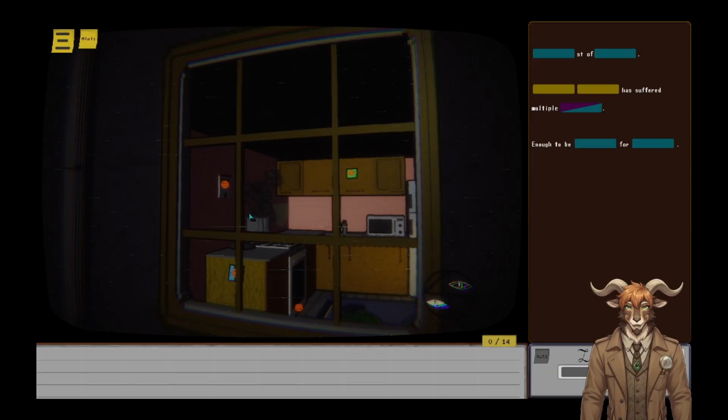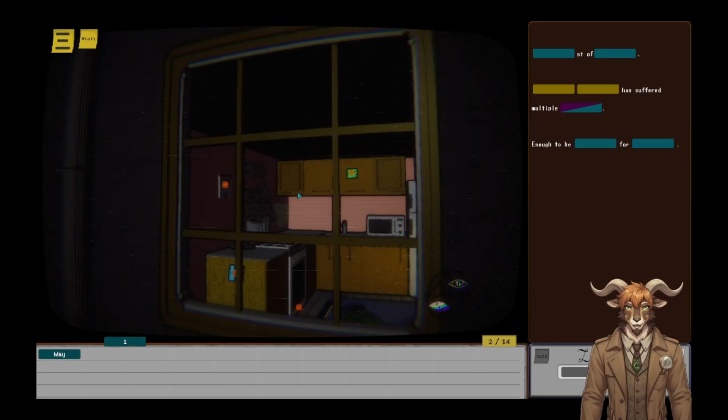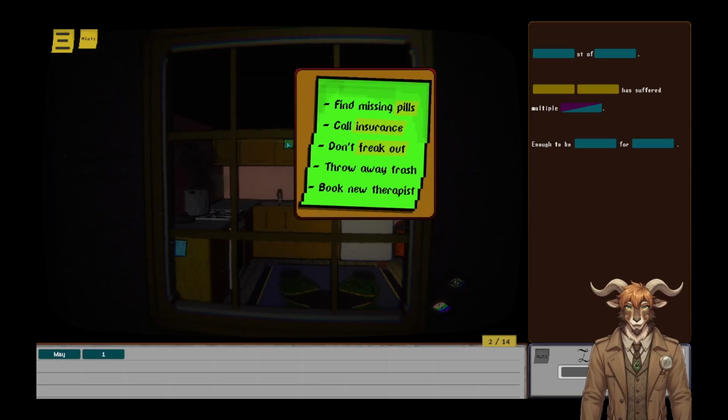Rug looks real to me. Oh, we can see, oh, he's got a fire burn. It's May 1st now. Look at your stove, mate.